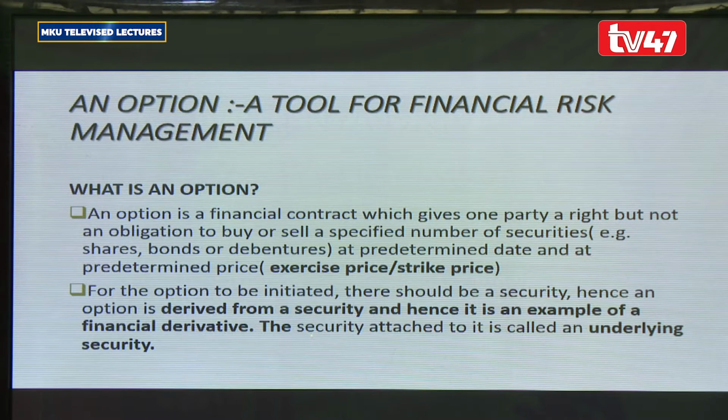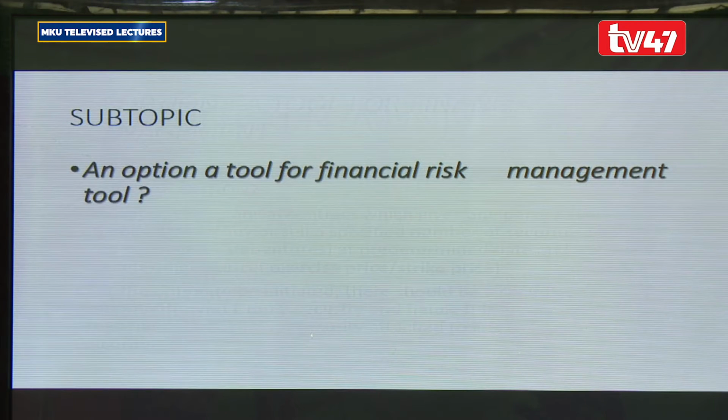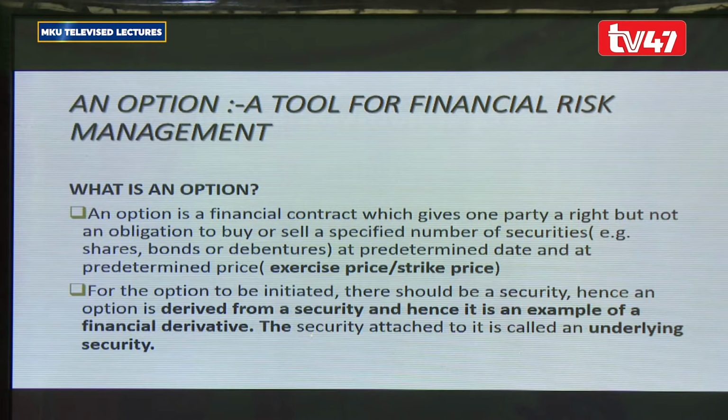We are talking about predetermined price. Predetermined price is also called exercise price or strike price, because at the end of maturity, you are striking the contract to your advantage, if at all you are executing it. What you are supposed to realize is that there should be two parties to this contract, a buyer and a seller.